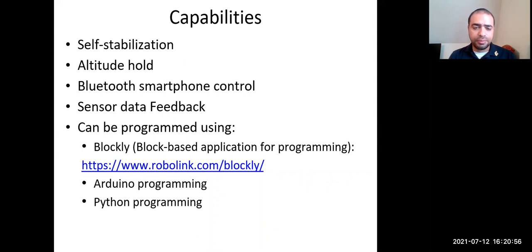Sensor data feedback. It can be programmed, like I mentioned before, using 3 different environments. You can use blocks. This is probably a favorite for kids in middle school and elementary school. They can use blocks to program it. Arduino programming and Python programming. Arduino is mostly for high school level and entry-level college students. Python programming is for advanced, mostly college level programming.